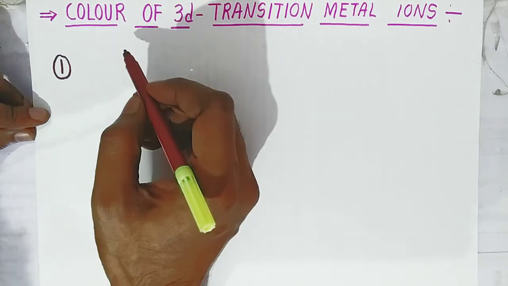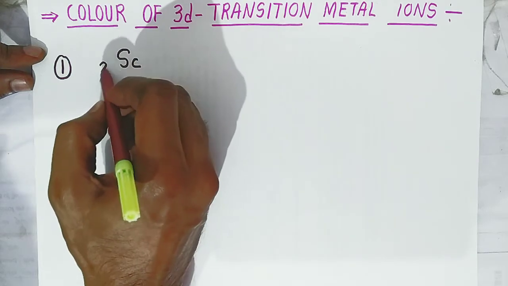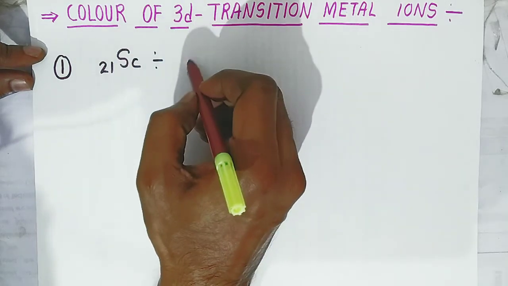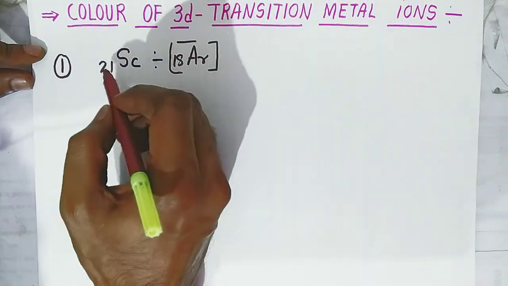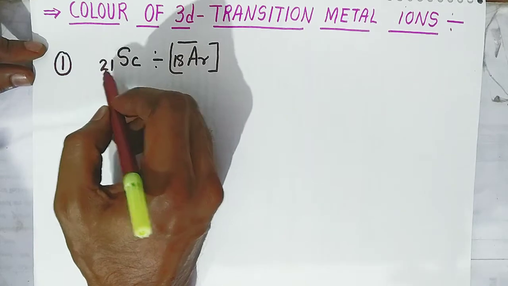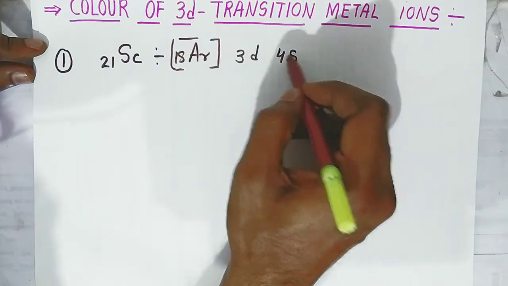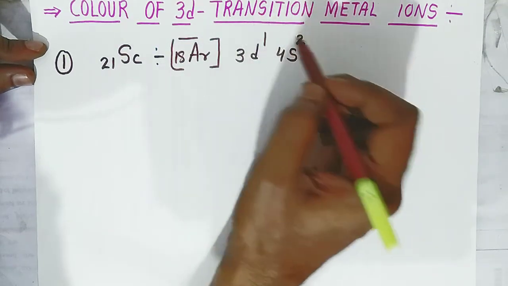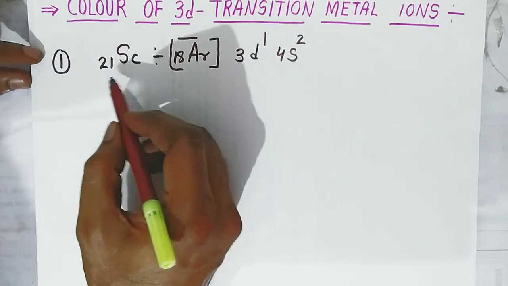Now students, first we are writing the atomic ground state electronic configuration of scandium, whose atomic number is 21. We write it like this: argon 18. Now 18 electrons are present in argon. If you subtract it from 21, that means 3 electrons are distributed in 3d and 4s2, and the 3d orbital will contain only one electron. This is the ground state electronic configuration of scandium 21.